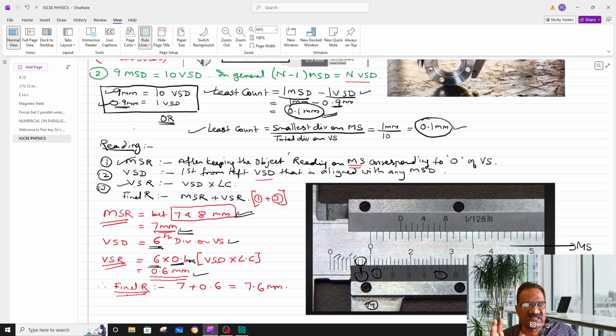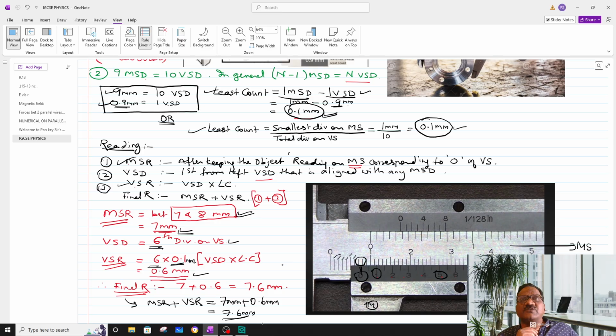And your final reading that you can record will be main scale reading plus vernier scale reading. This final reading is always main scale reading plus vernier scale reading. So main scale reading was how much? 7 mm, plus how much was vernier scale reading? 0.6 mm. So when you add these two, you will get 7.6 mm. So this is your final reading. Whatever object you had kept here, it has a length of 7.6 mm. Is that clear? This is how you have to take the measurement on a vernier caliper.